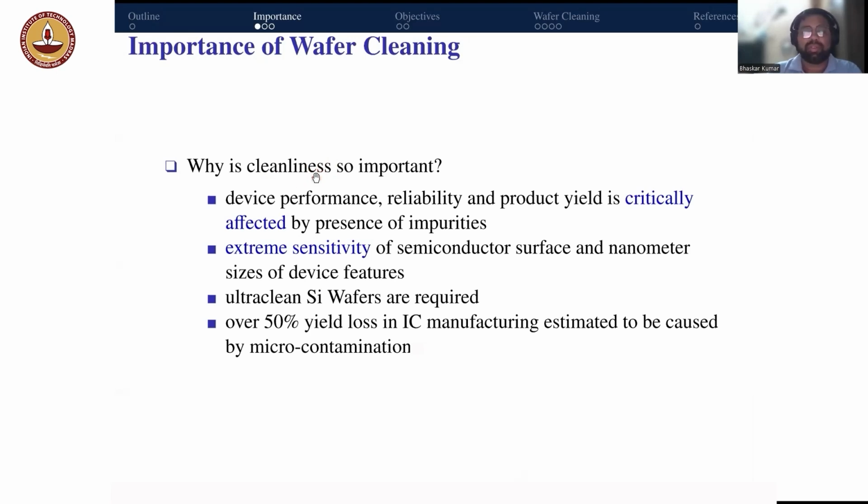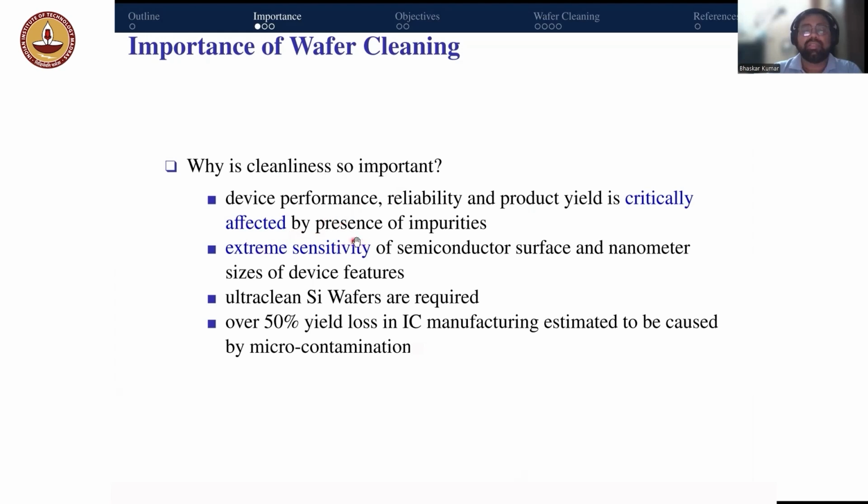And the answer to that question is that the device performance, reliability, and product yield are critically affected by the presence of impurities. And all these impurities play a very important role in deciding which devices will be working and which devices will not be working, and what will be the performance of such devices, especially for the field effect devices.